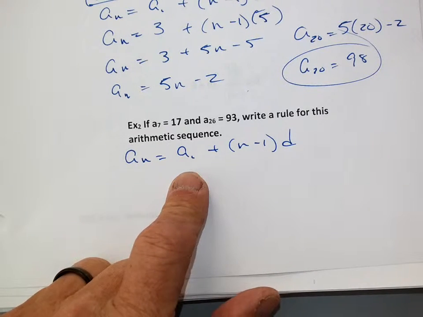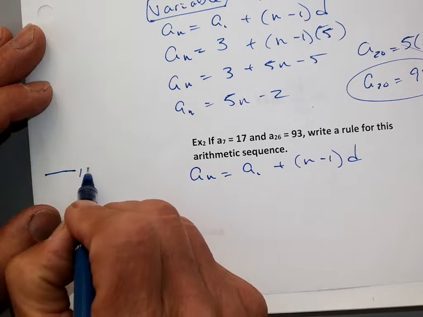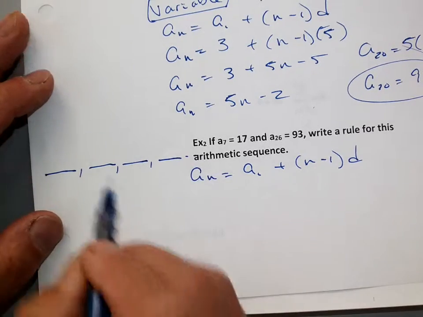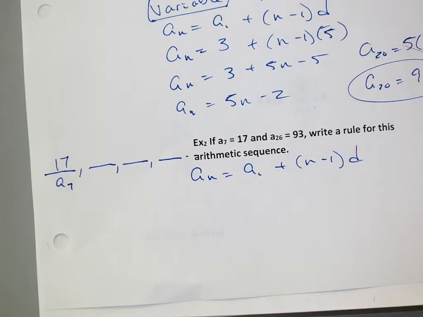What we're going to do is take a look at it, and just watch me do this for a second. A7 is 17. That's my A7. What I want is A1. So I'm going to move myself all the way from 1 to 7, right? The pattern is going to be the same from 7 to 26 as it would be from 1 to whatever, right? The pattern's not going to change. So let's just hypothetically call this A1.